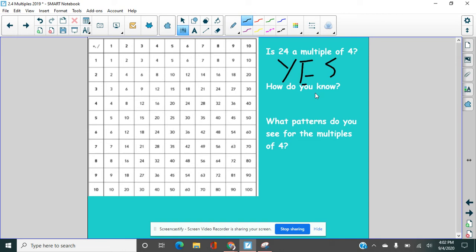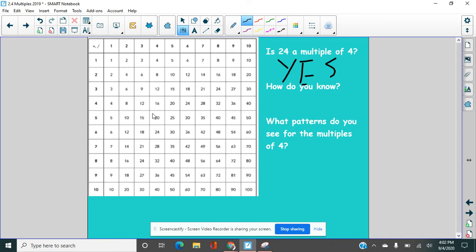There's two different ways you could have said that. You could say, if you count by fours, you will say 24: 4, 8, 12, 16, 20, 24. Or you could have said, well, I can take 4 and multiply it times 6 to get 24. So there are two things that you could have written there. And one more question for you.